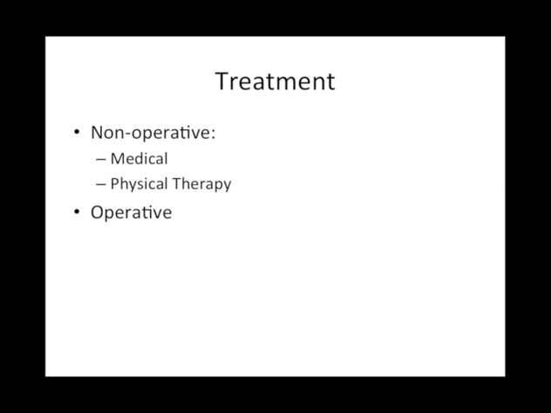In our 21-year-old soccer player, we've established the diagnosis of an ACL rupture, so now what are we going to do about it? There are two approaches. There's non-operative, which involves a little bit of medical therapy, but mostly intense physical therapy, and there are also operative options. Let's dive into those.